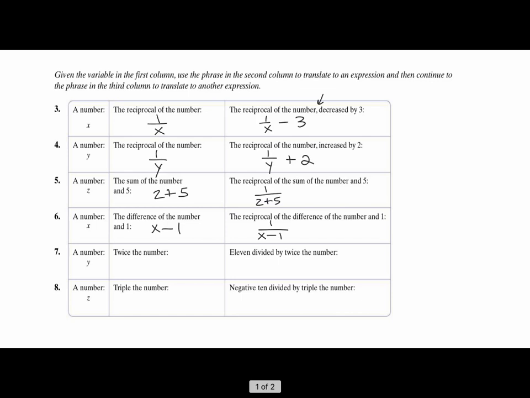For 7, the number is y. Twice that number means 2 times as much, so 2y. 11 divided by twice the number, so you start with 11 and you divide that by twice the number, 11 over 2y. For 8, the number is z, so triple means 3 times as much, so 3z. And negative 10 divided by triple the number, you start with negative 10 and you divide that by triple the number.